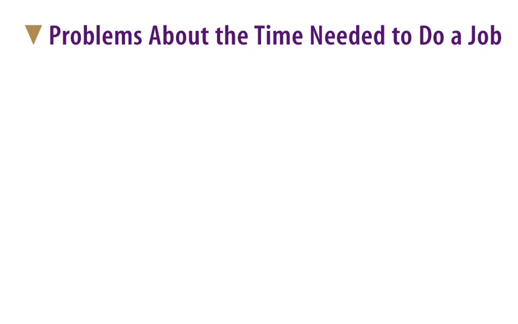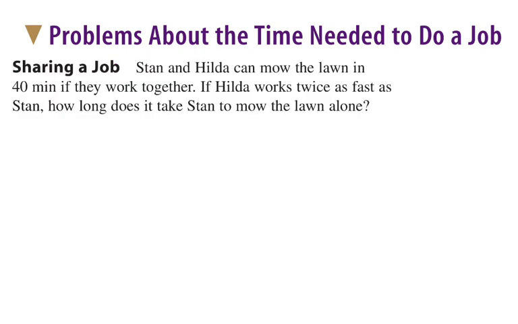All right, this is about doing a job. So we have these two people, Stan and Hilda, and they're going to work together to mow a lawn. And when they work together, it takes them 40 minutes. What we want to know is, basically, how much time if just Hilda was mowing the lawn, and how much time if just Stan was mowing the lawn. In the end, they ask us about Stan, but the idea is that we don't know how long it takes either one of them on their own. We just know that when they work together, it takes 40 minutes.